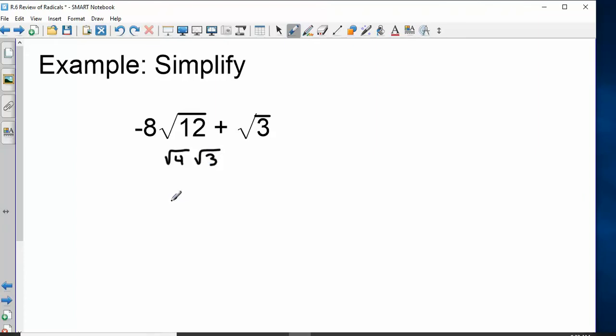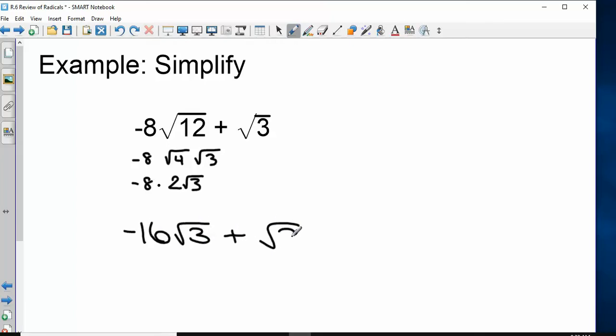Okay, the square root of 4 is 2. So that's a 2 radical 3, but don't forget we already had that negative 8 out in front. So what do I need to do with my negative 8 and my 2? Multiply. So I have negative 16 radical 3 plus radical 3. When you add these, you're adding their coefficients. So this is like a 1 radical 3. So negative 16 plus 1, negative 15 radical 3.